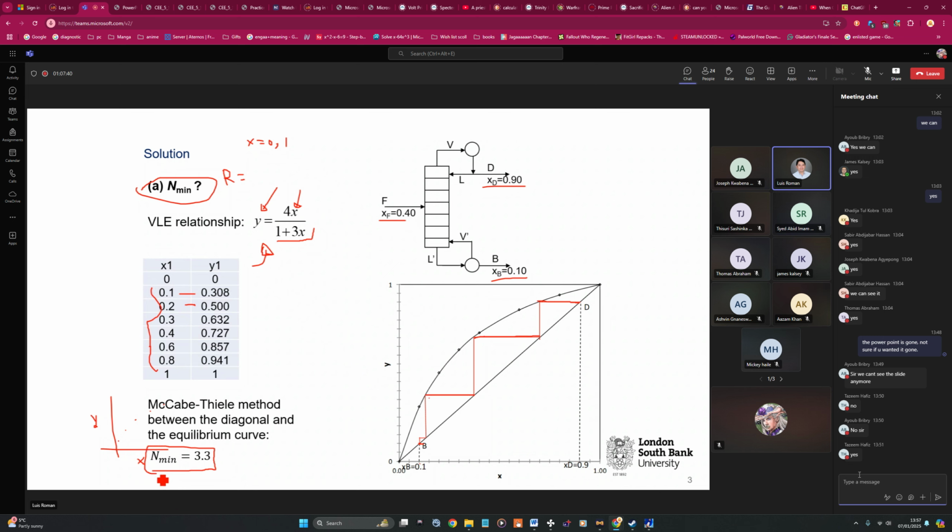stages. So the McCabe-Thiele method gives you the number of equilibrium stages, but we are considering one of the equilibrium stages to be the reboiler, because you have this vapor in equilibrium with this liquid, but that's also an equilibrium stage. So we have 3.3 equilibrium stages, but in terms of plates, we have 3.3 minus 1. But in this case, the question is about finding the number of equilibrium stages, not really the theoretical plates.